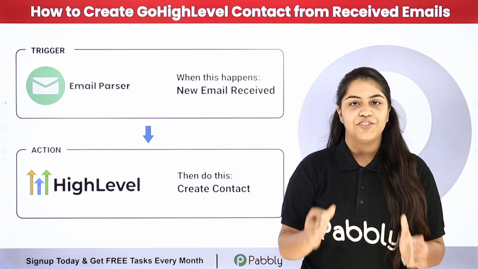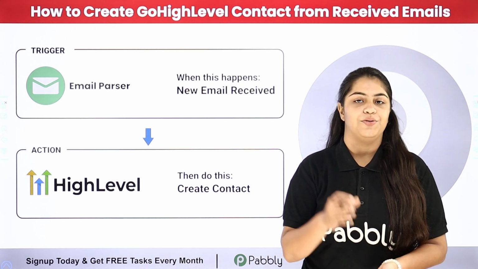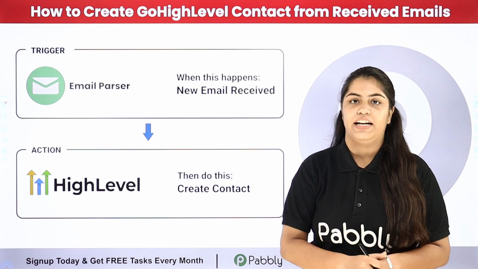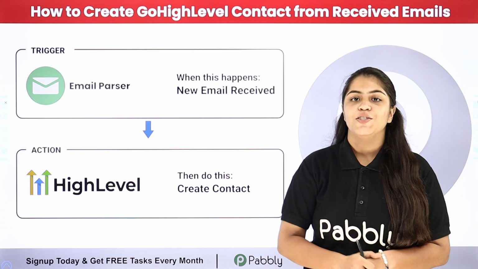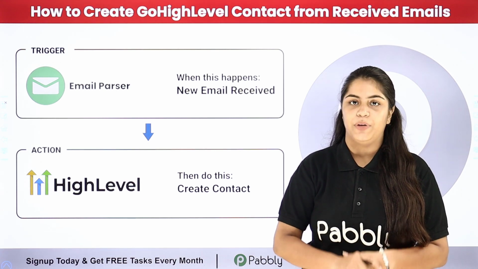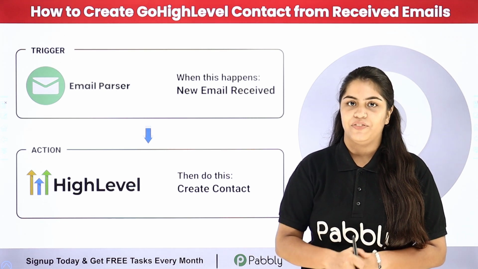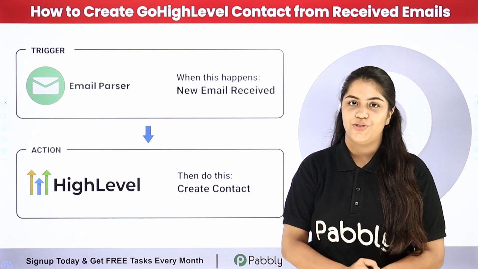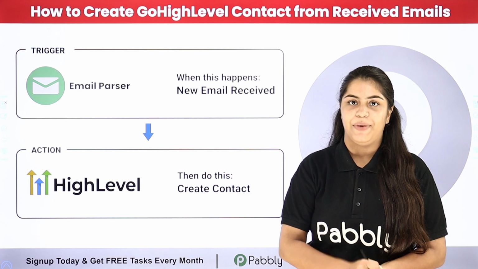So here, I'm managing a customer support team for an edutech company and we receive a large number of emails regularly regarding inquiries and requests. Now I want that as soon as we receive a new email, automatically with the help of the same details, a new contact should be created in my GoHighLevel account too, with a new tag which is email inquiry.